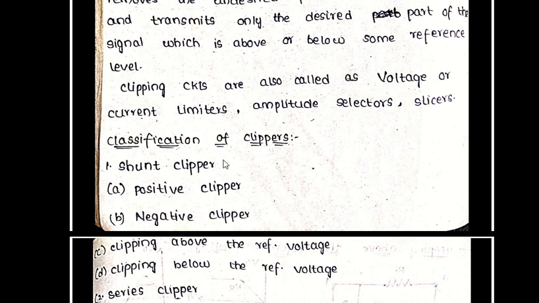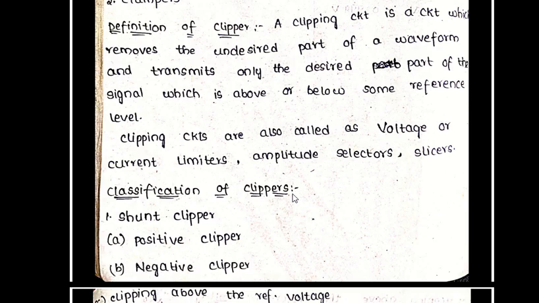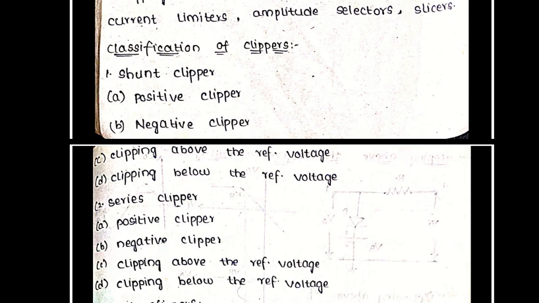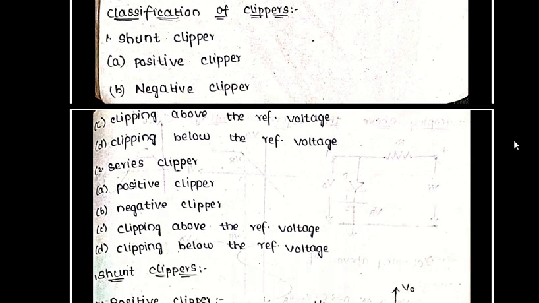In clipper circuits, basically two types of circuits are there. One is the shunt clipper, the second one is the series clipper. In the shunt clipper, there are many classifications: positive clipper, negative clipper, clipping above the reference voltage, clipping below the reference voltage. Whereas in the series clipper, the same classifications are there: positive clipper, negative clipper, clipping above the reference voltage, clipping below the reference voltage. For every classification, we have a separate circuit.